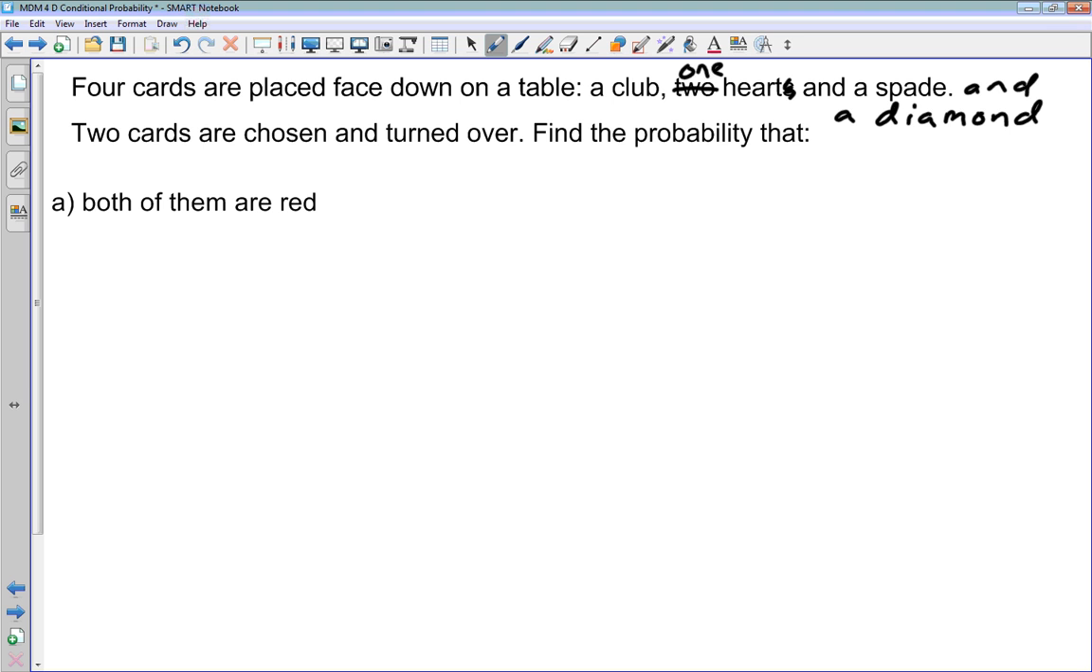Now, before we get into the formula for conditional probability, let's just consider the entire sample space of what can happen, all of our possible outcomes. So I'll just sort of illustrate this using a little bit of a table here. When our first card is turned up, we have 4 possibilities for this card. It can be a heart, a diamond, a spade, or a club.